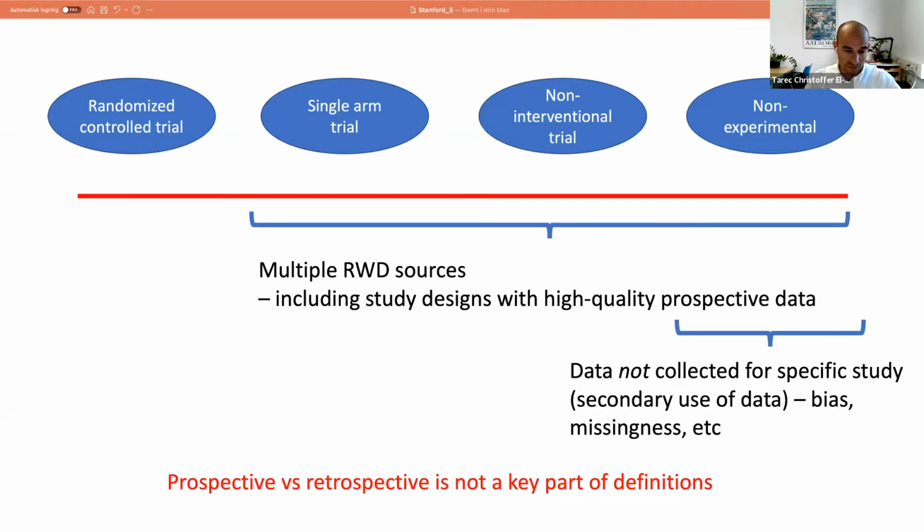One thing that is quite important is that the terms prospective and retrospective are typically not a part of the definition. So even in the non-experimental setting, actually a lot of the data will be collected prospectively. For example, if you have administrative databases, these data are collected without knowing the outcome or without knowing the purpose of the study. These were collected for some other purpose. But of course, the analysis is retrospective.